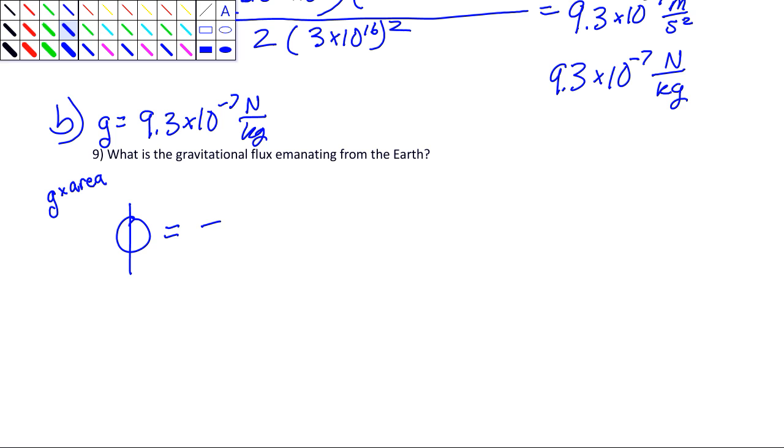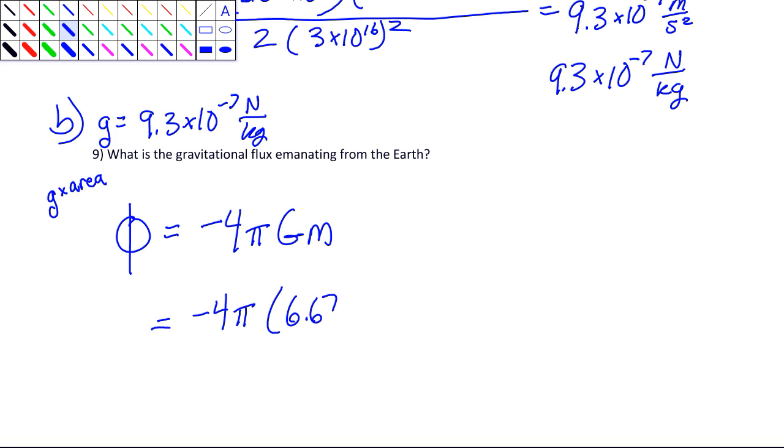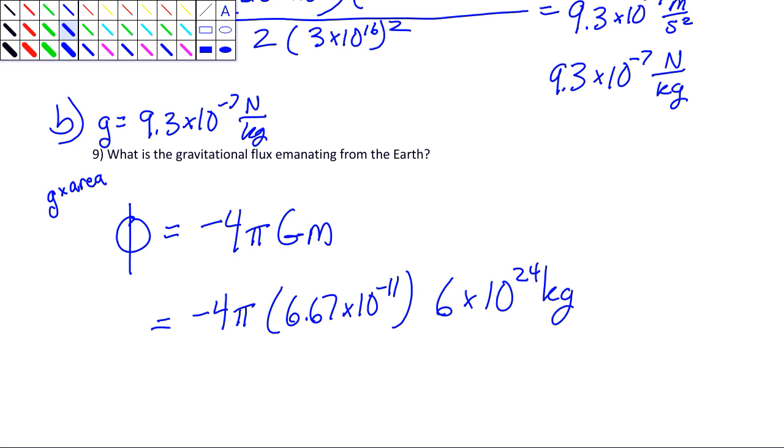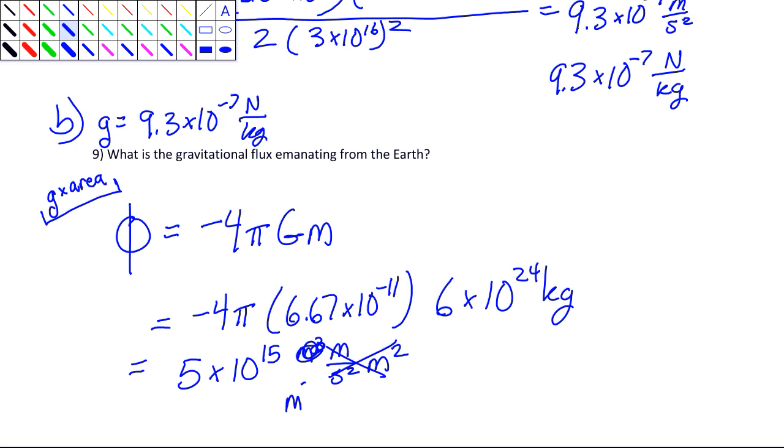And I know from Gauss's law that this is negative 4 pi times G times M. I've already given the mass of the Earth before, 6 times 10 to the 24 kilograms. And that's it. This comes out to be 5 times 10 to the 15. And the units of this turn out to be meters cubed per second squared. Actually, I'm going to write it first as meters per second squared times meters squared. Remember, g times area. We can simplify this as meters cubed per second squared.